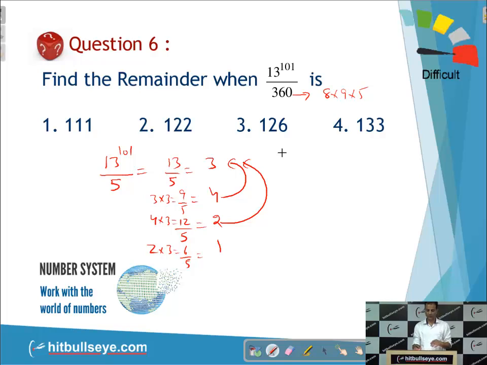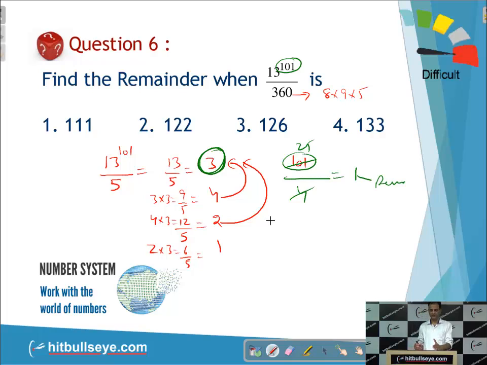Cyclicity is of 4. Now this 101 power divided by 4, 25 whole cycles will be there, which we have nothing to do with. And what is the remainder? Remainder is 1. So in the first place, we have to see what is the number in the first place? 3. So that means 13 raised to power 101 when divided by 5 gives remainder 3.